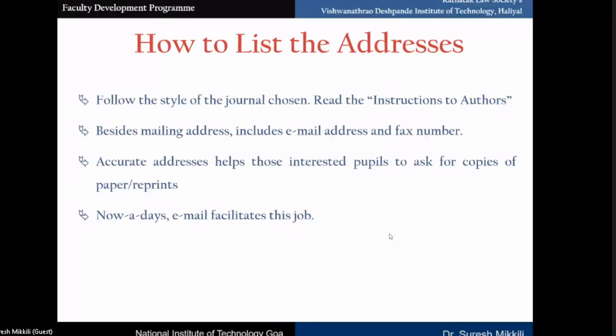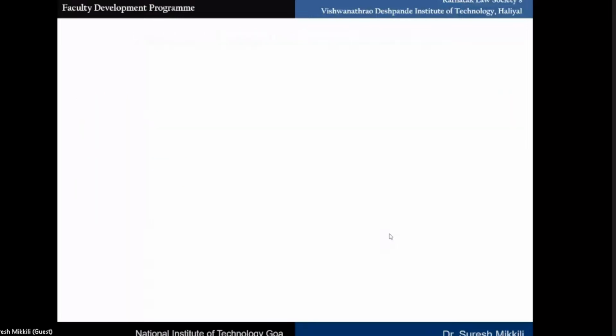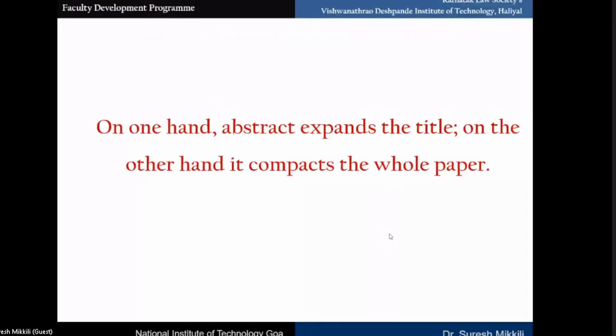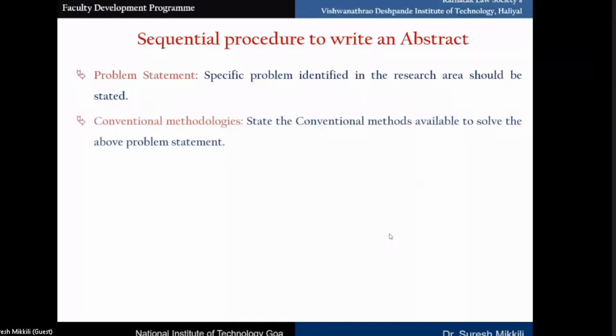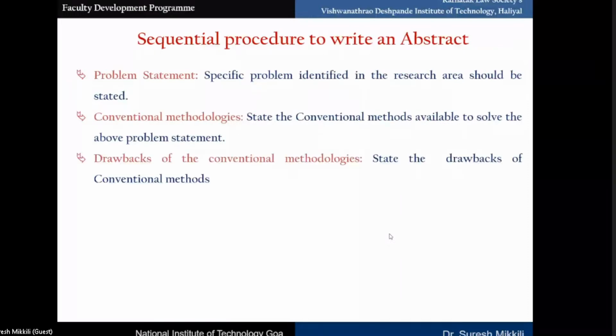Then how to write an abstract. There is a way to do it. On one hand, the abstract expands the title. On the other hand, it compacts the whole paper. We need to go through the problem statement, conventional methodologies, drawbacks of conventional methodologies, proposed research, parameters analyzed, and working platform.